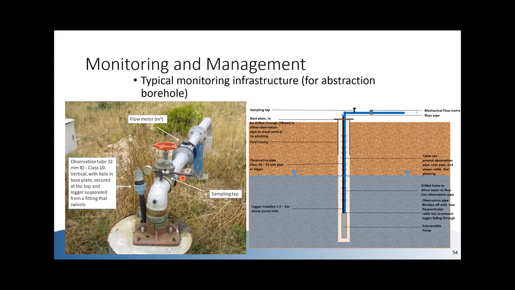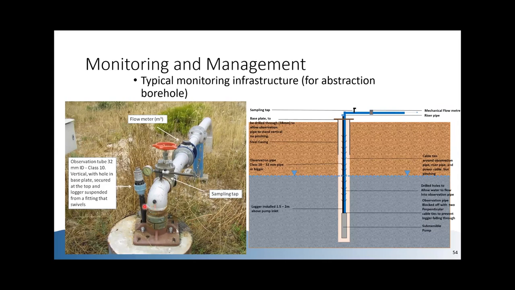So practically, how do we do this? Here is a good example of a production borehole. You'll observe the flow meter for the abstraction volume that we're pumping, the sampling tap for the biannual water quality check, and then importantly and often neglected is the observation pipe.